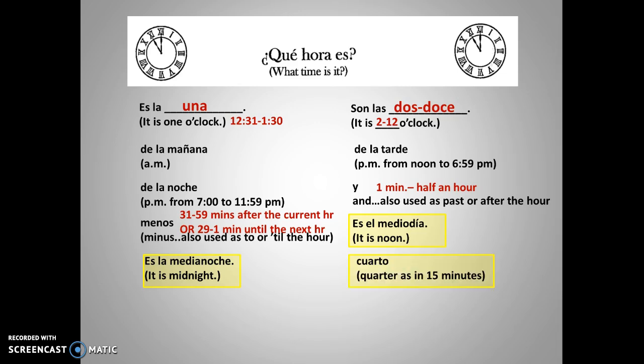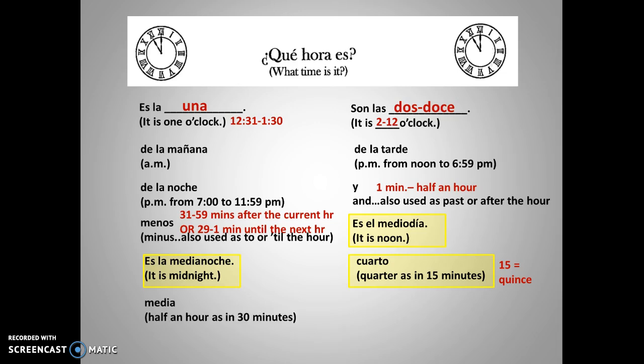Another thing that you have an option for is the word cuarto. Cuarto means a quarter, as in 15 minutes. It's a quarter after, or it's a quarter till whatever current hour it might happen to be. You can also use quince or 15. So if it's a quarter after, you would say y cuarto or y quince. If it's a quarter till, you would say menos cuarto or menos quince.